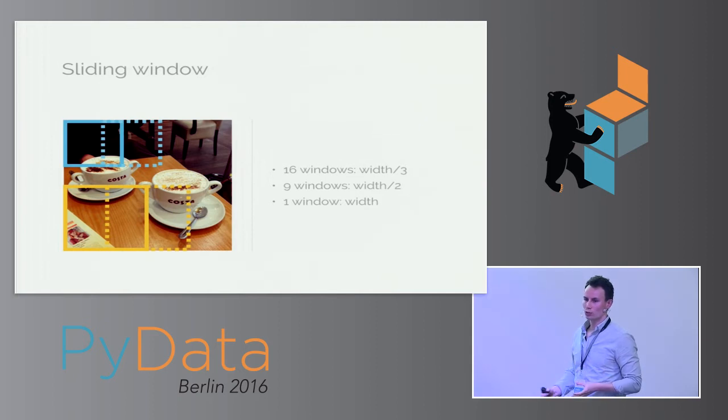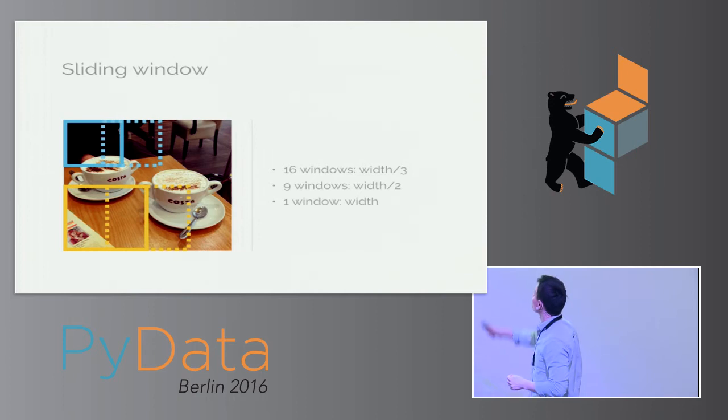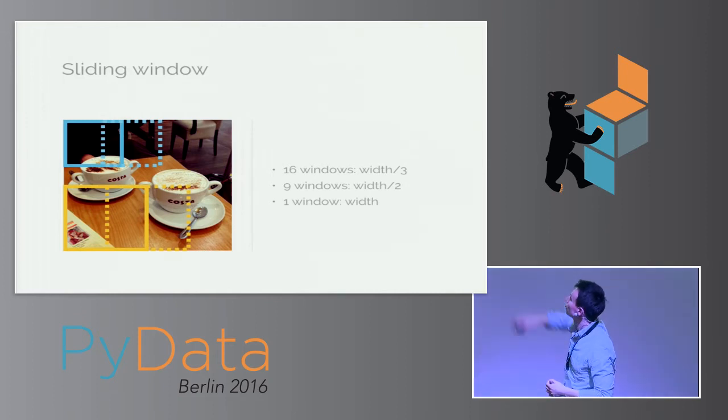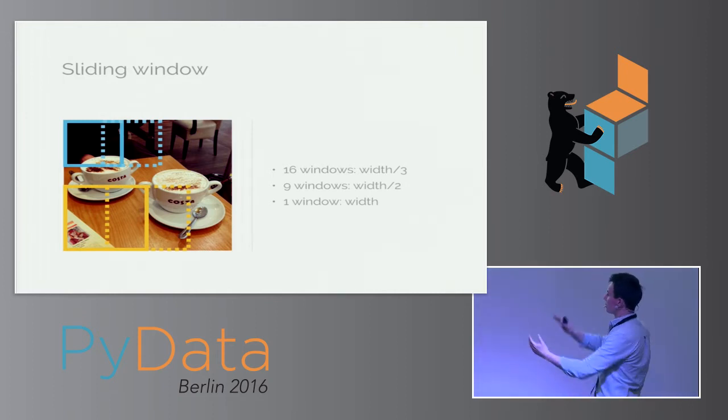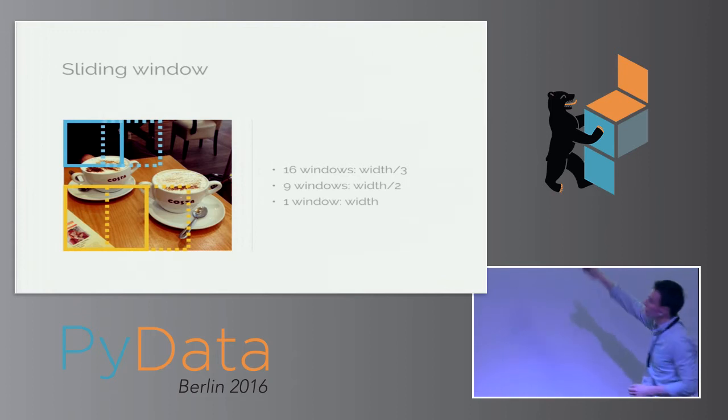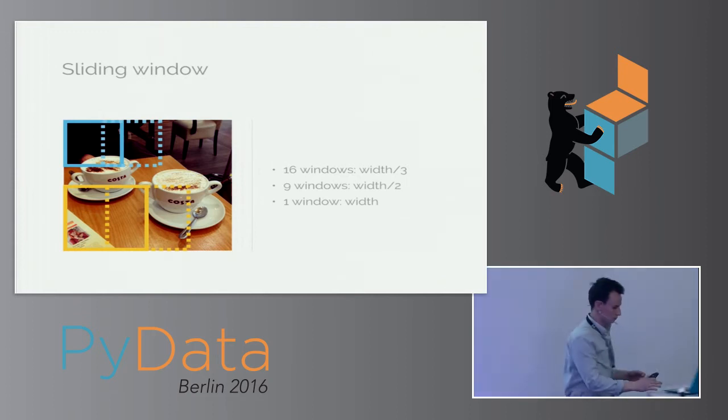So normally you could use hundreds of those windows, but I wanted to do it fast, so I only have 16 windows of width 1/3 of the original width, the blue one, and 9 windows of width 1/2, and also the whole Instagram picture. So I checked for every Instagram image, I checked 26 images.